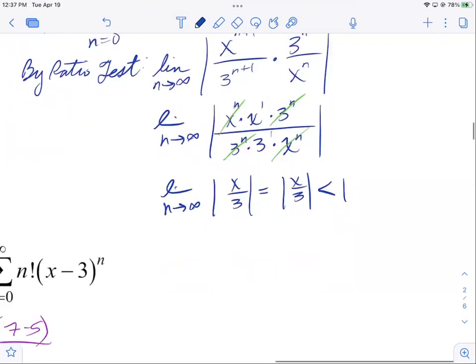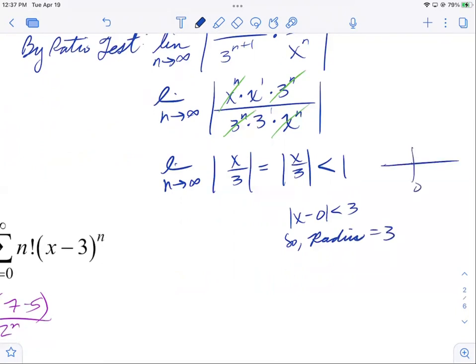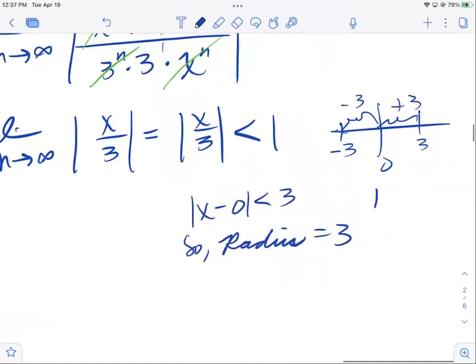And because the center is 0, if I multiply both sides by 3, I get x minus 0 is less than 3. So we know from that that the radius equals 3. All right. And then from there, if the center is 0, I can go plus 3 to 3 for my high point, minus the radius 3 from 0 to negative 3. And now I would have a possible interval of convergence, bracket, negative 3 to 3, bracket.